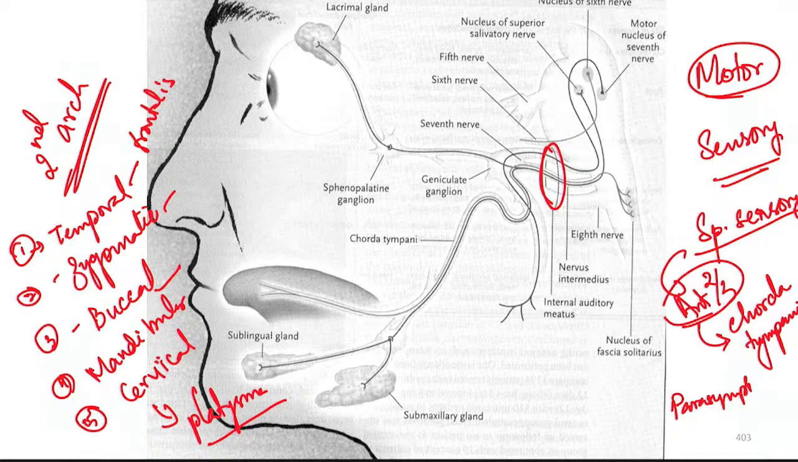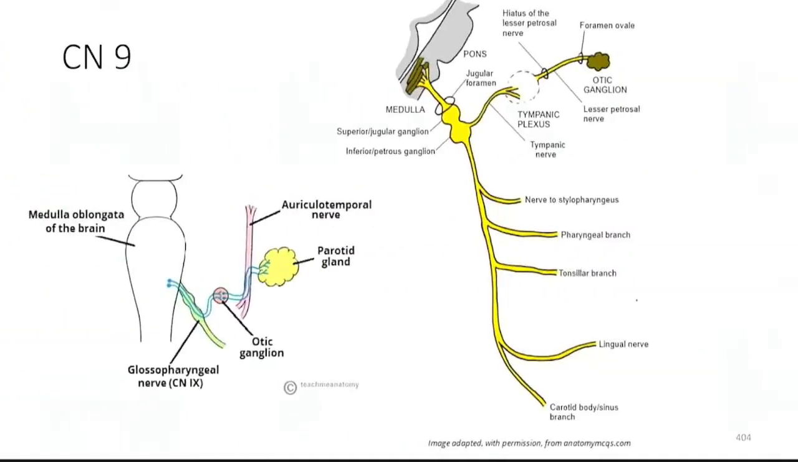Now, special sensory function, I've already mentioned, is via the chorda tympani branch of the facial nerve. It innervates the anterior two-thirds of the tongue. So that was about the facial nerve.